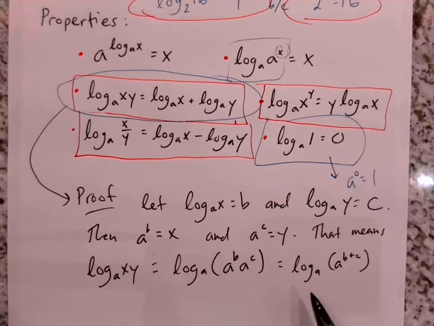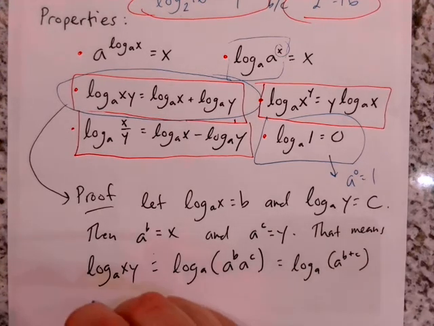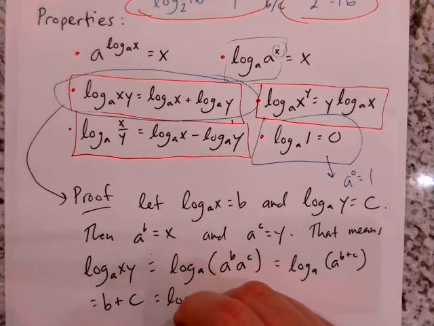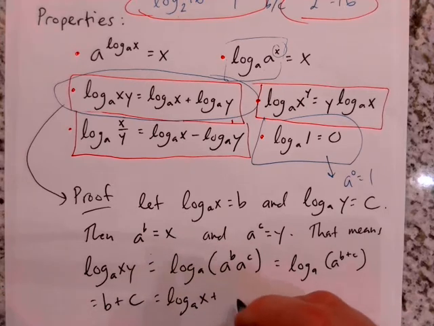And now this we can evaluate, because this logarithm is asking you, what power do you raise a to in order to get a to the b plus c? Well, the answer, of course, is b plus c. Right? You raise a to the b plus c power if you want to get a to the b plus c. And since we know that b is log base a of x and c is log base a of y, we can write that like so.